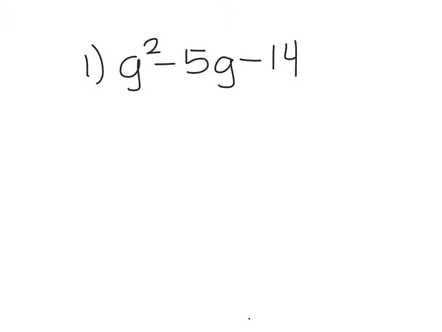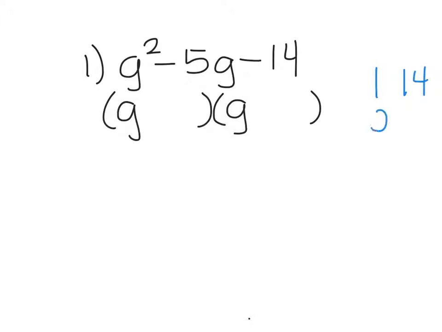So I'm going to go ahead and write my parentheses, and I'm going to look at this first term, which is g squared, and I'm going to split that up into g times g. That gives me g squared. Then I'm going to look at the last term, the 14, and I'm going to write down the factors of 14, which would be 1 and 14 and 2 times 7. There aren't any other factors of 14.